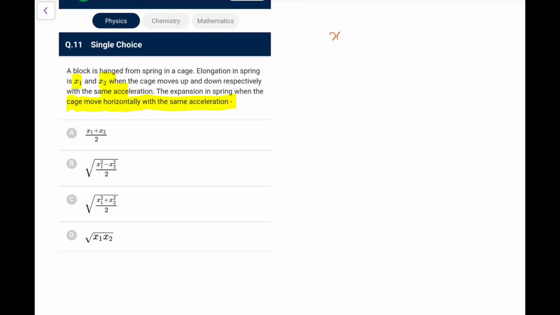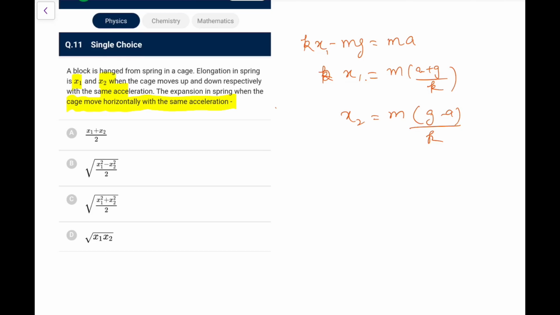When it goes up, you can write kx minus mg should be equal to ma. So k x1 would be equal to m a plus g by k when it goes up, and when it goes down similarly it would be m g minus a by k. You will write mg minus kx2 equals ma downwards.